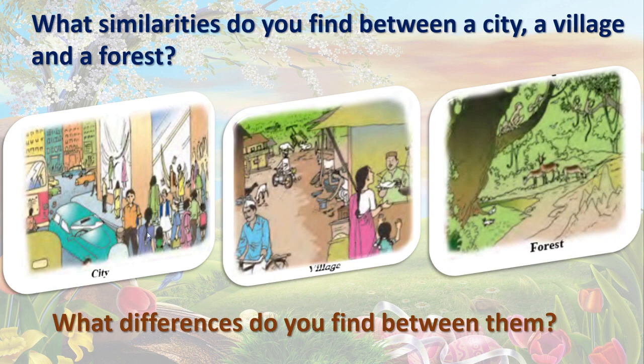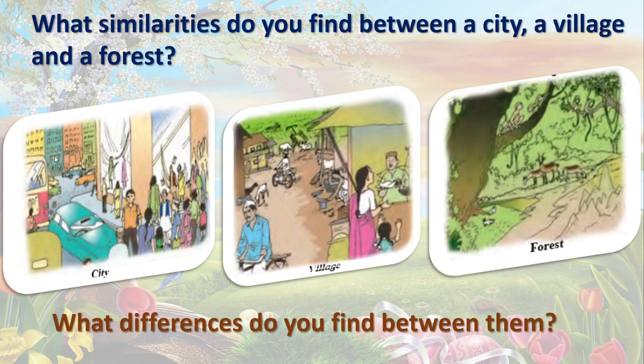Again, we have to observe these three pictures and we have to tell what are the differences among these three pictures. Yes, we will go through one by one. Here, in the first picture, that is of city, right? We can see so many people or a crowd, correct? They are moving here and there.